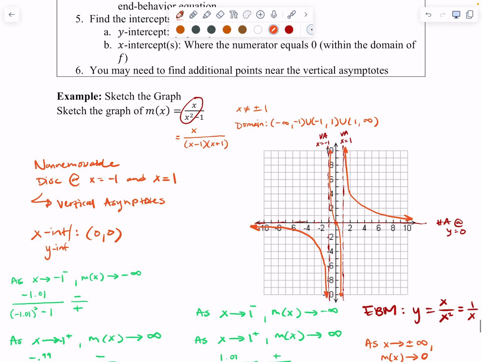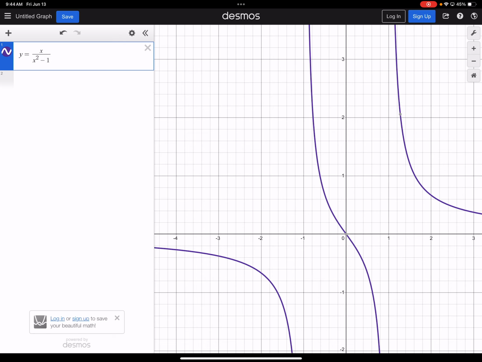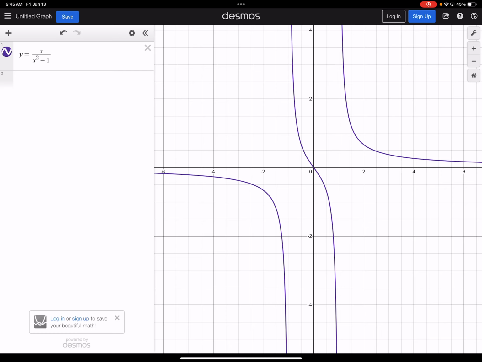We did pretty good. I think it's always fun to compare your sketches with Desmos or with your graphing calculator to see how you did. We did pretty good.